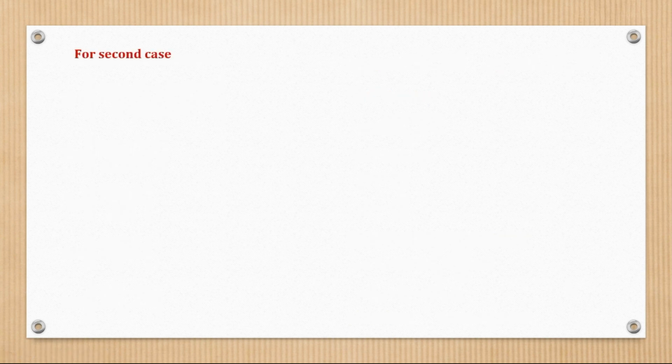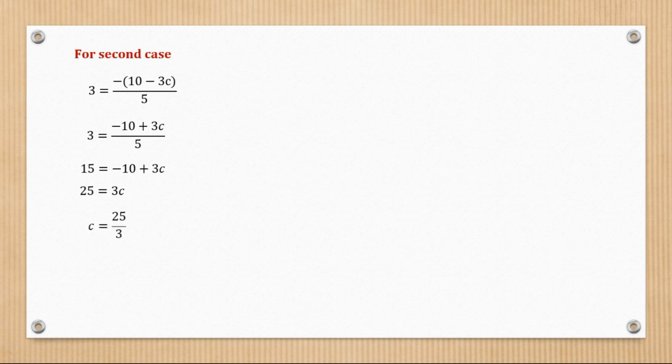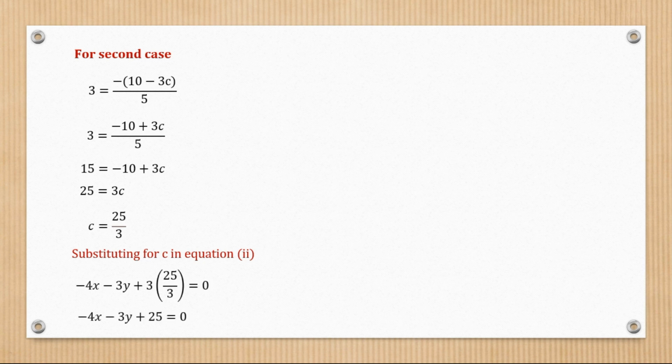Now let's solve for the second case. For the second case, this is what I'll have. First take this negative inside, and I'll have negative 10 plus 3c, cross multiply, and I'll have 15 equal to negative 10 plus 3c. So 25 shall be equal to 3c, of which c shall be equal to 25 over 3. Substitute for c in equation 2, and I'll have negative 4x minus 3y plus 25 being equal to 0. When I take all to the other side of the equal sign, I'll have 4x plus 3y minus 25 being equal to 0. And that shall be the second equation of the tangent.